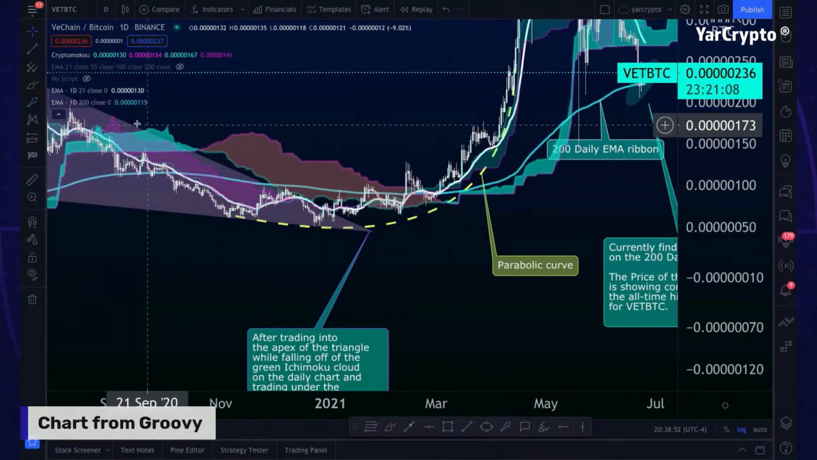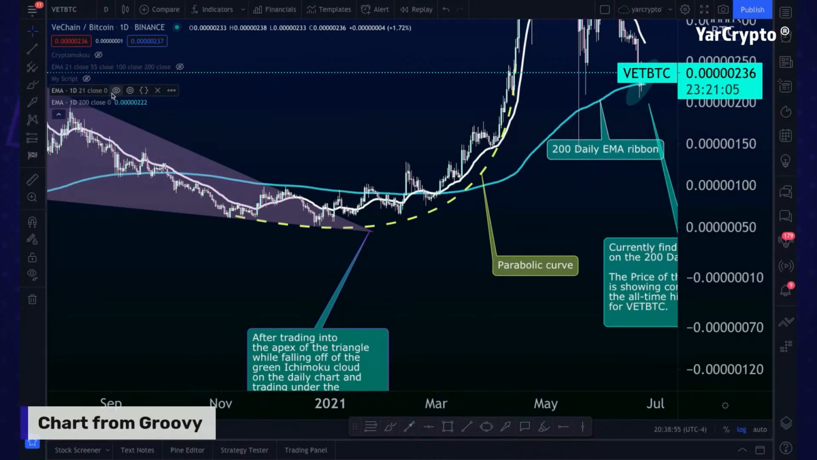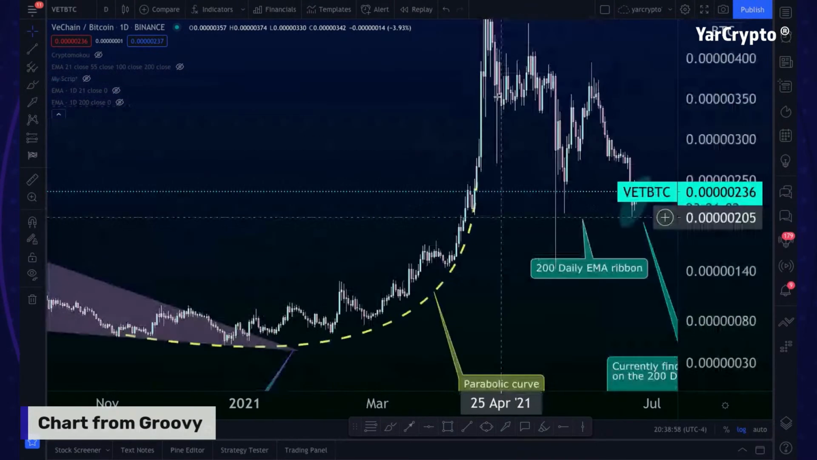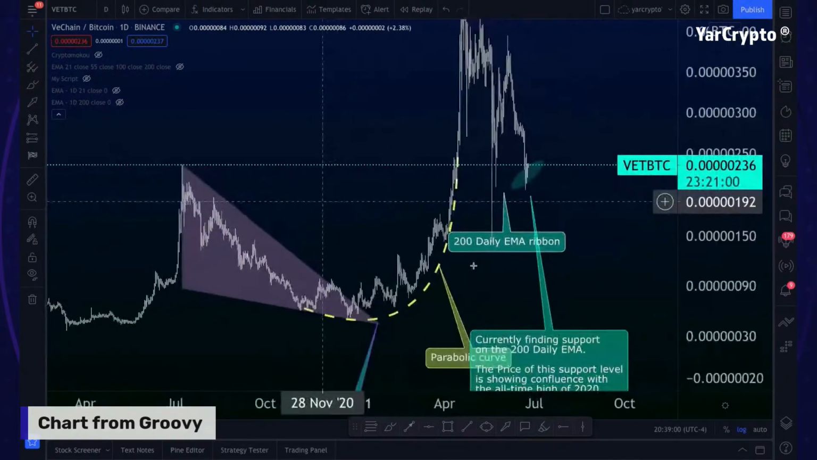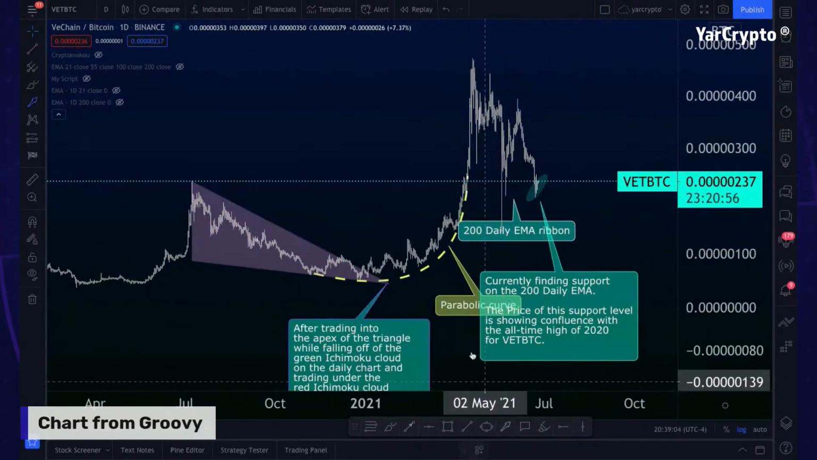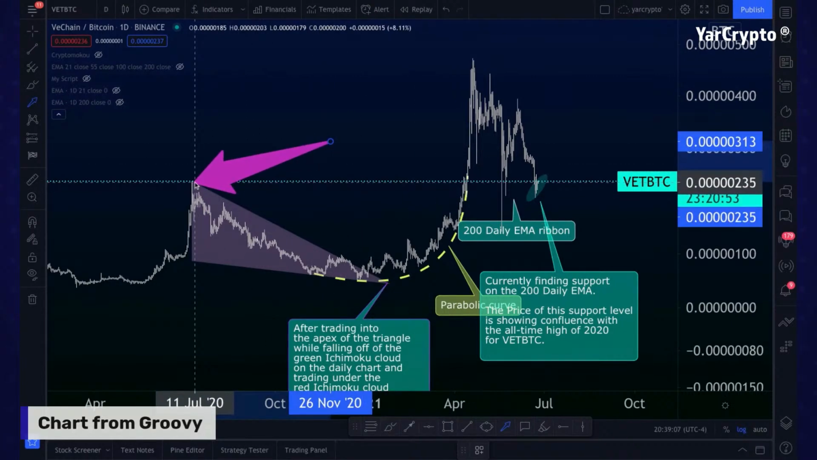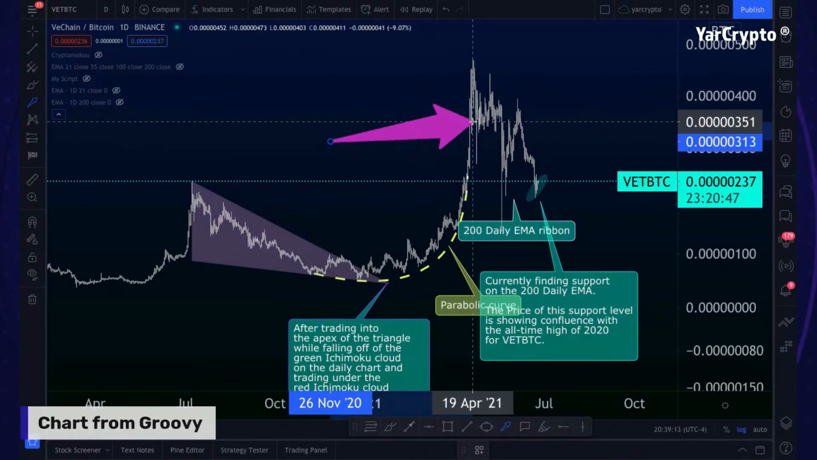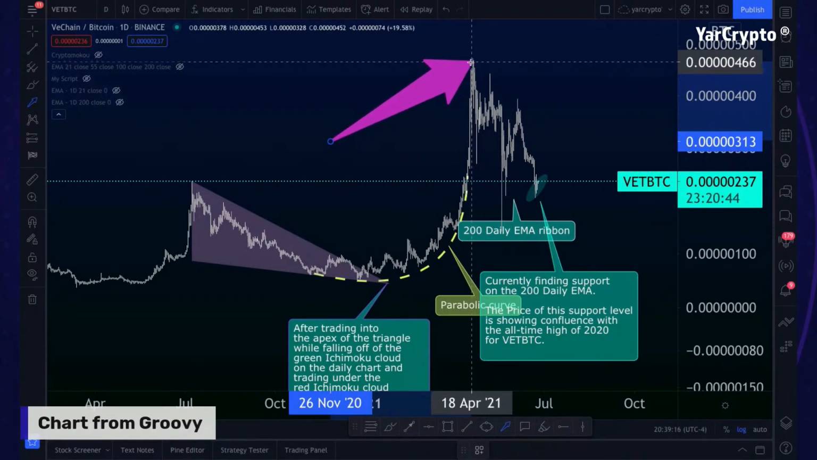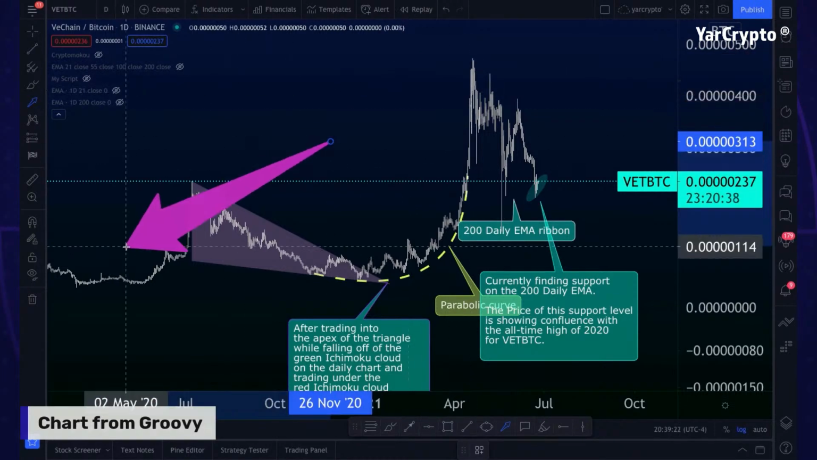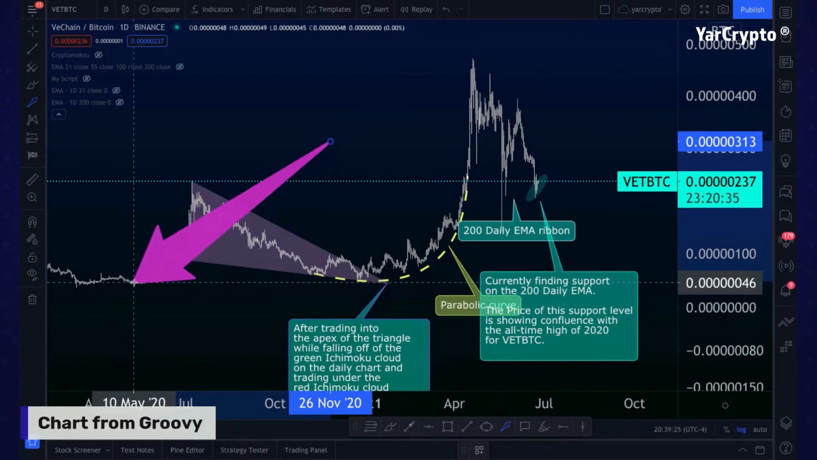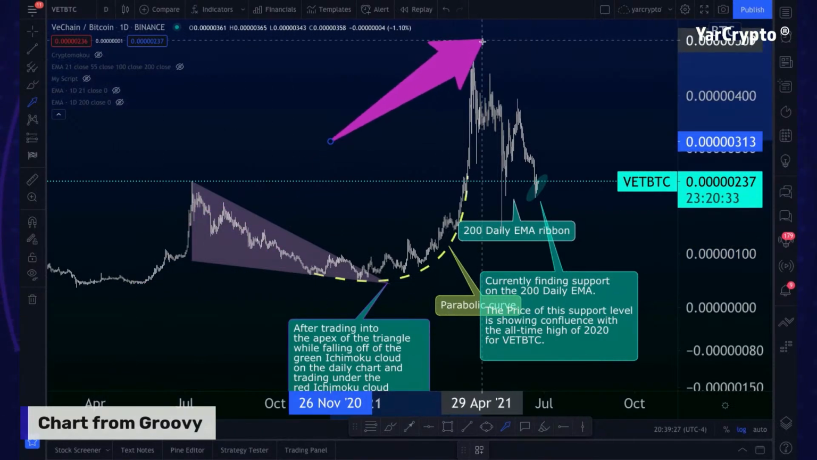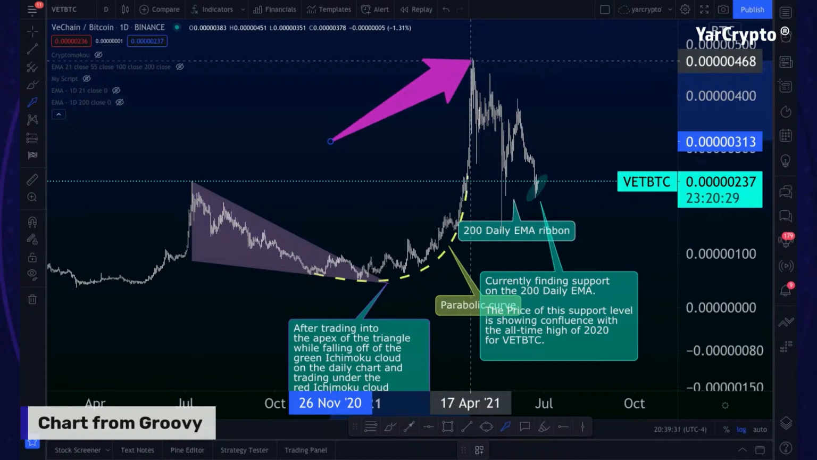Now, let me take off my indicators for a second, because what happened next is crazy, and this is where we're at right now. If we take a look right here, we went up to new highs after we broke out of this parabolic curve. We broke above that all-time high we saw in July 2020, and we went to an all-time high of roughly 470 Satoshi. And we saw Vechain at around 47 Satoshi a year ago. So we went to an all-time high of 470 Satoshis. That's incredible gains right there for Vechain.